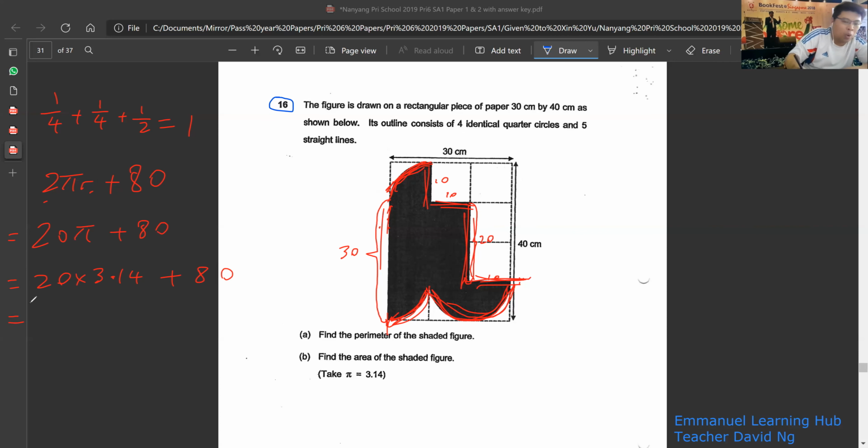Okay. 2 times 3.14 is 6.28. 6.28 times 10 is 62.8. 62.8 plus 80. Anyway, you can use a calculator. 142.8. Okay, that's the answer. Any question?